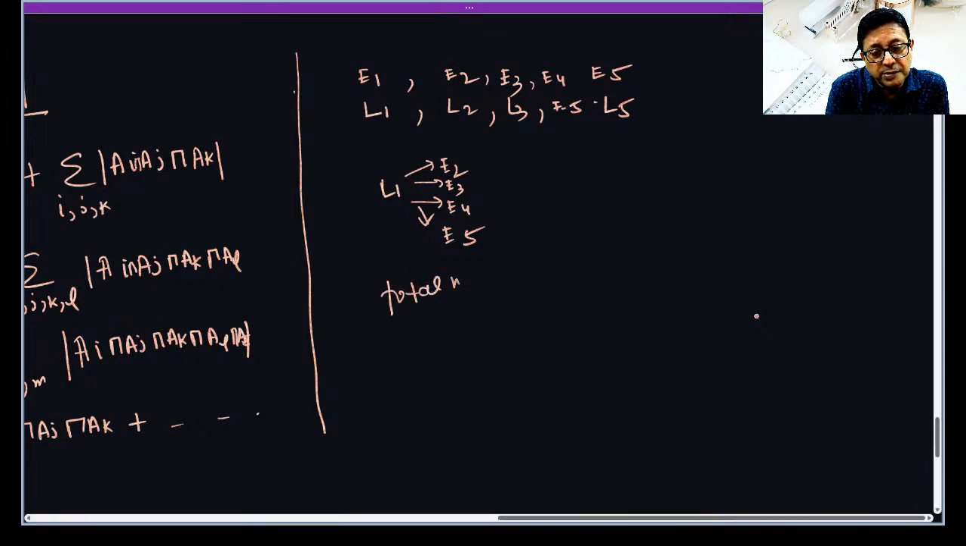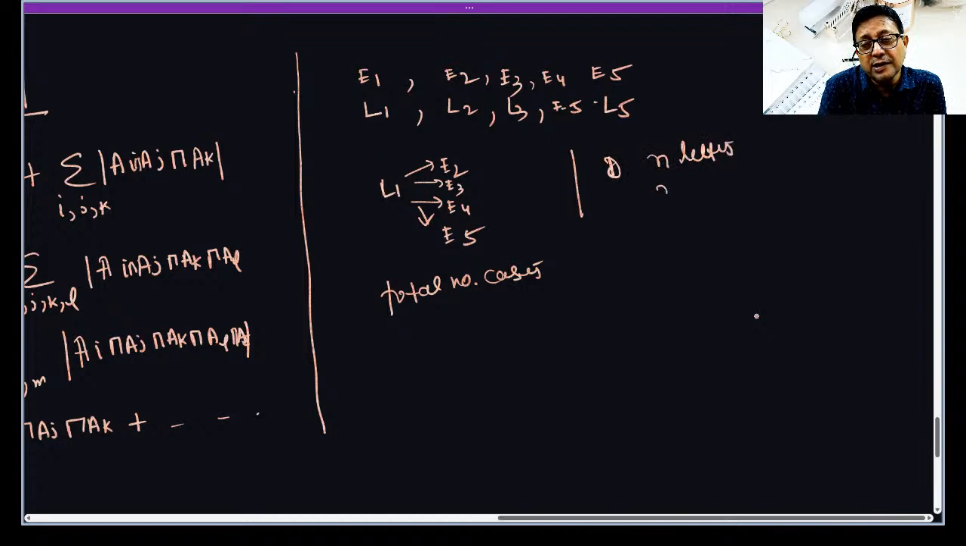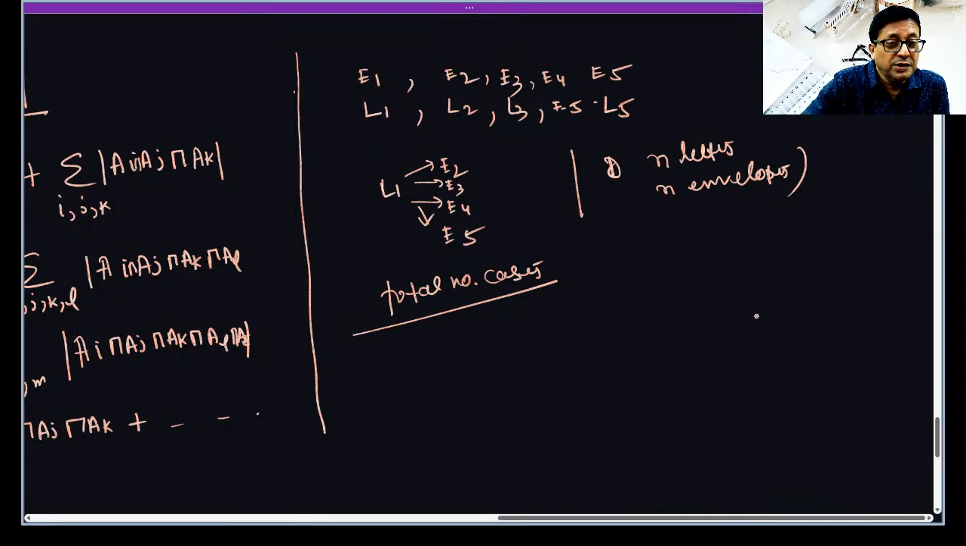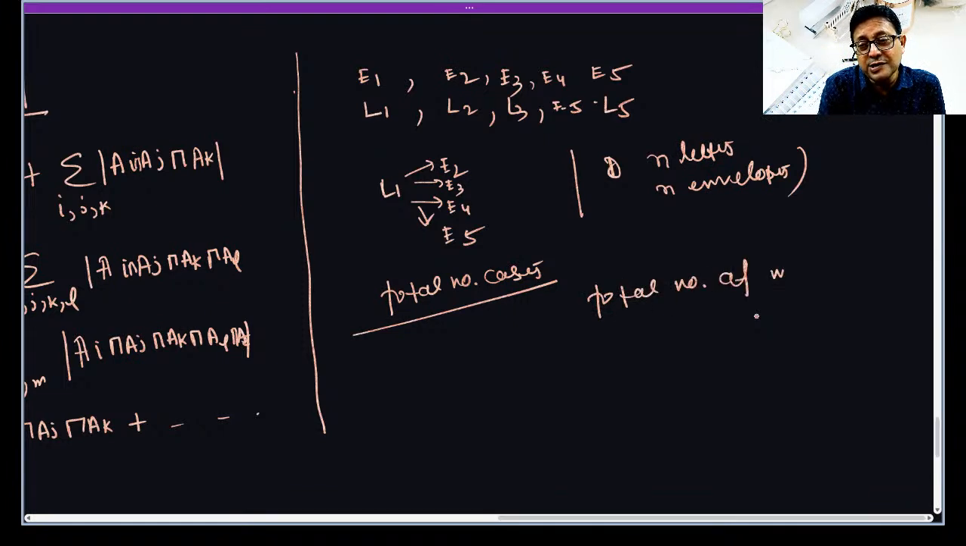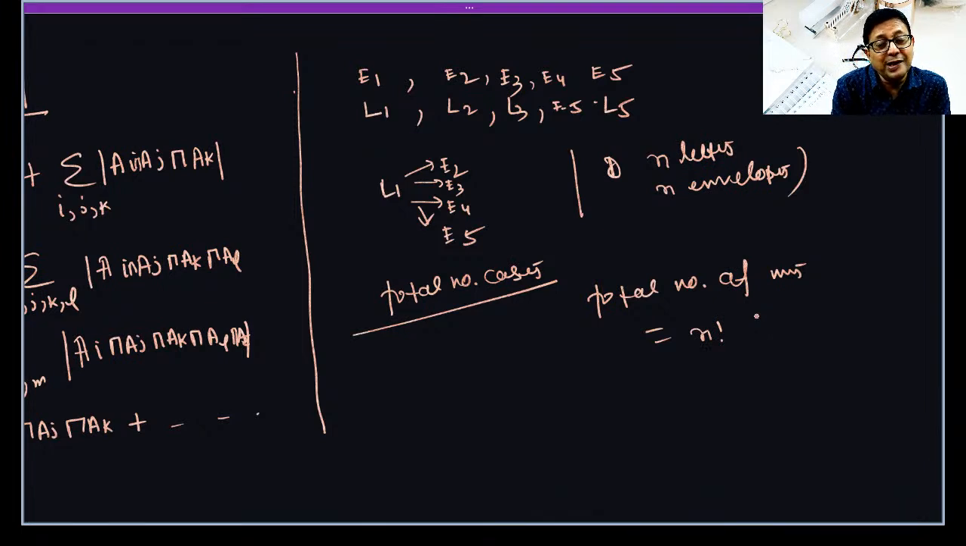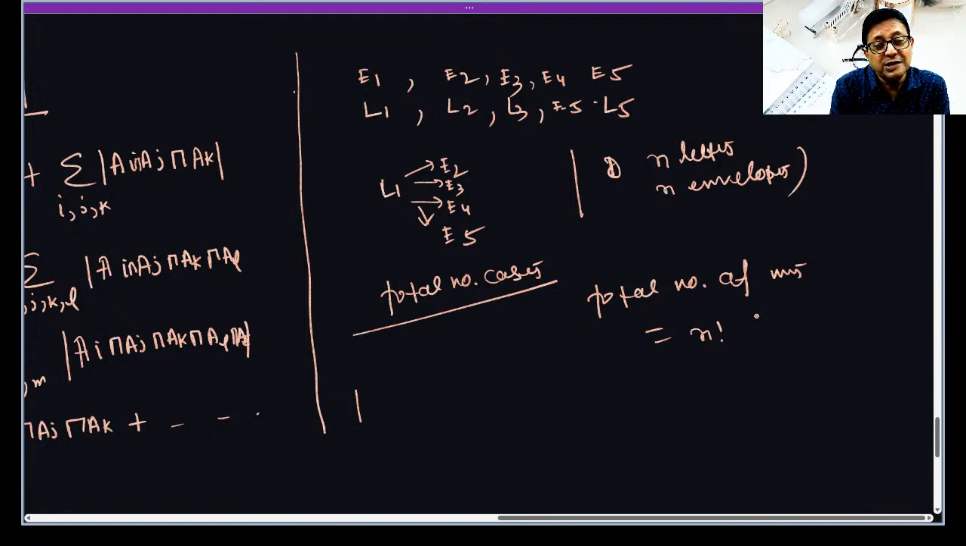Total number of, assuming there are n letters and n envelopes. Okay? Total number of cases, the ways you can place letters into envelopes, total number of ways will be factorial n. You are going to find the elements that are in the intersection of these cases.